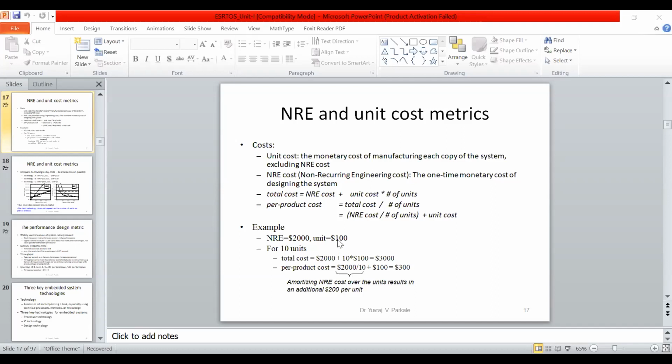So here two examples we have seen. If you manufacture 10 units, then there is $300 per product cost. If you go for 100 units, that is only $120 per product cost. So you can reduce the per product cost by increasing the number of units. So that we have seen.